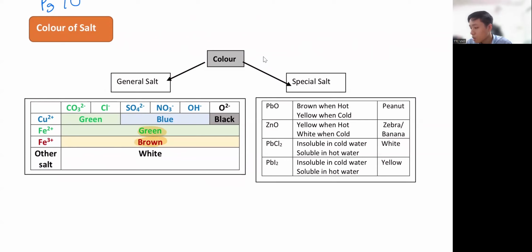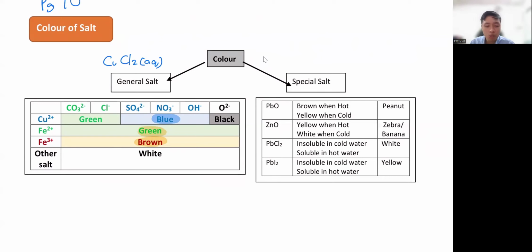After that, you have Cu2+. For Cu2+, mostly the solution is blue. Copper(II) sulfate solution is blue. Copper(II) nitrate is blue. Copper(II) hydroxide is blue. Copper(II) chloride aqueous is also blue.